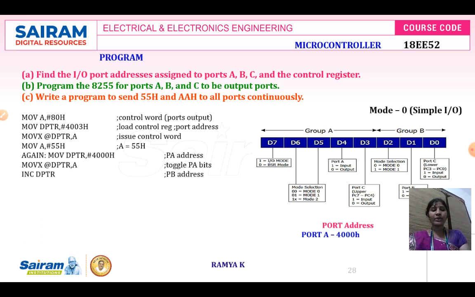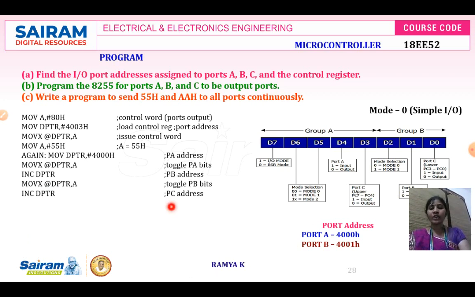Next, I need to increment the DPTR. After executing this INC DPTR, you can see the address will be increased to 4001. It is the address that is representing your port B. And now you need to move that 55 to this particular port B. Already in the accumulator you have 55, that is moved on to @DPTR, which means in the 4001 location the 55 data is moved.